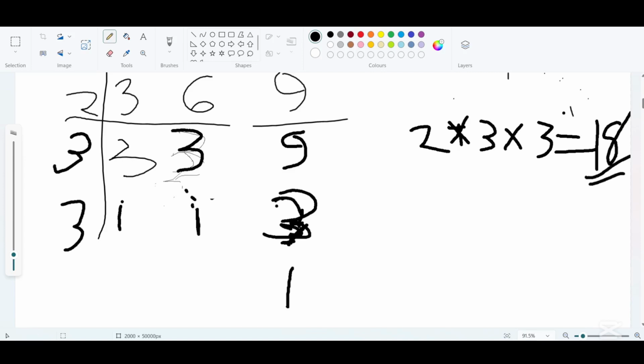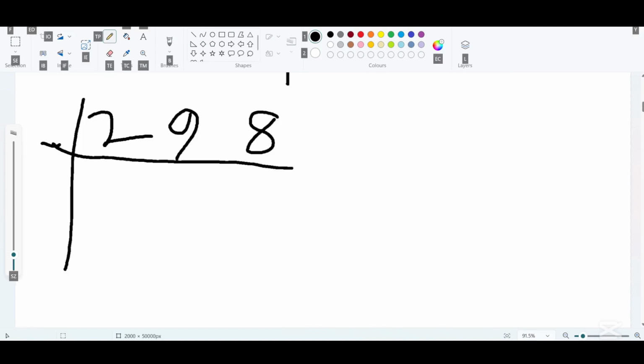And that is the lowest common multiple. It is the number that 3 will go in, 6 will also go in that same number, and 9 will also go in the same number. So this is a new question.